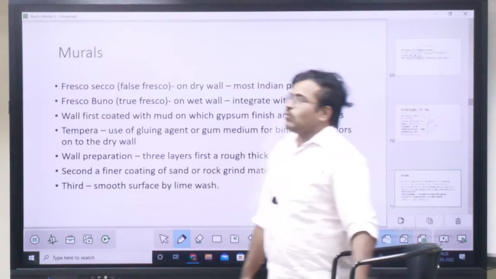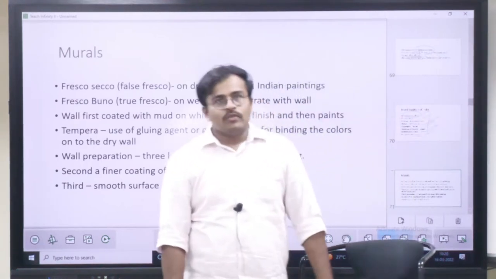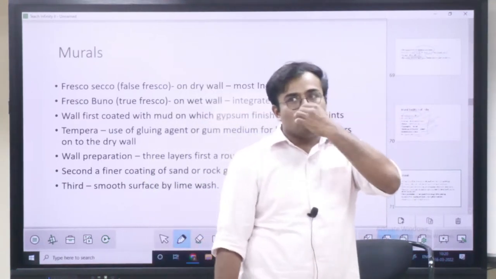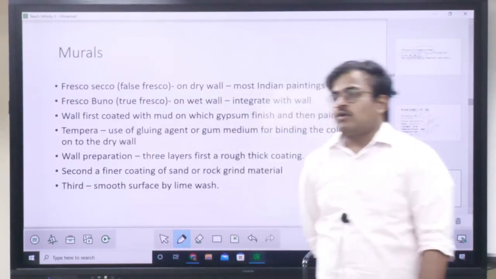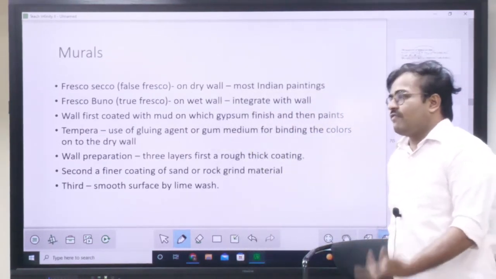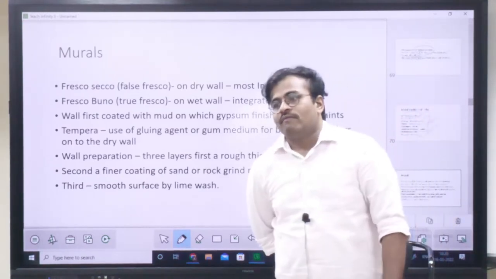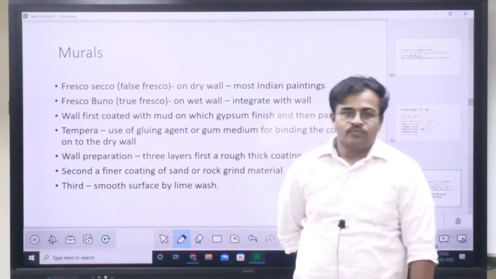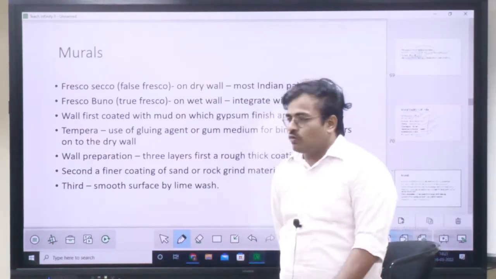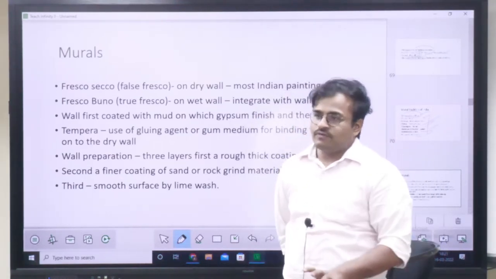And when it comes to the wall paintings, they are typically known as frescoes. Fresco is an Italian term. Wall paintings are known as fresco. And usually there are two kinds of frescoes. One is known as fresco secco, and the second is known as fresco buono. Fresco buono is known as a true fresco. Fresco secco is known as false fresco.